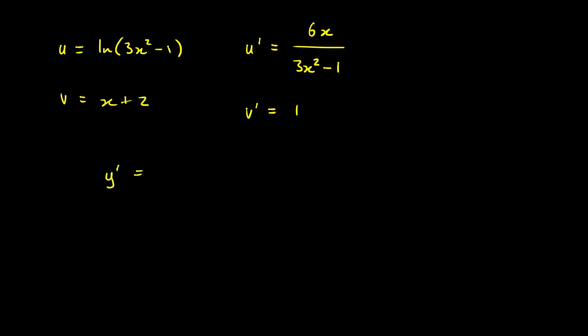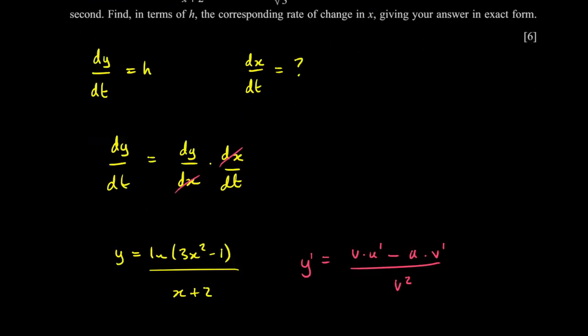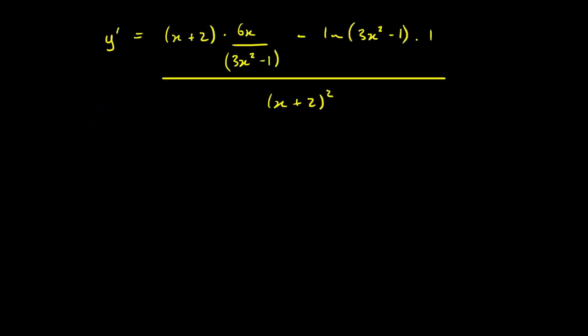Y prime is v, which is x plus 2, times by du, which is 6x over 3x squared minus 1, minus u, which is ln 3x squared minus 1 times by dv, which is 1, all over v squared, which is x plus 2 all squared. And we're told that we're interested in the case when x is equal to 1. So now we can just substitute straight into there.